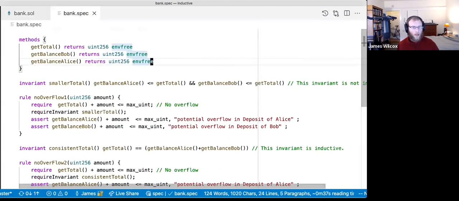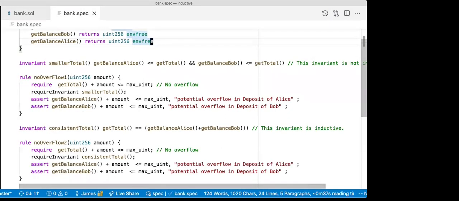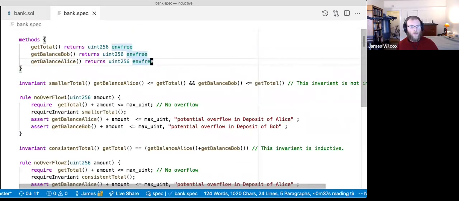So let's go ahead and look at, do you see my VS Code? Yes, indeed. Okay, perfect.